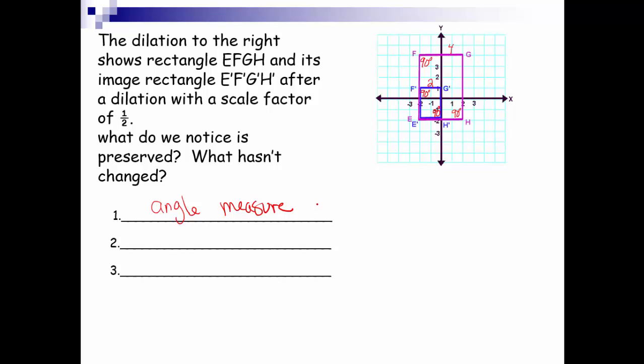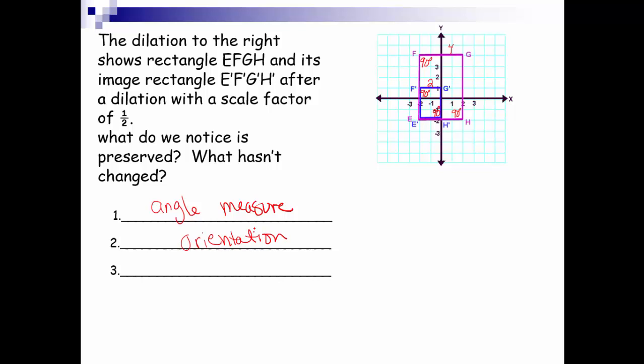So what else is preserved besides angle measure? Oh, maybe we could consider orientation. F to G to H to E. Here, in our image, F prime to G prime to H prime to E prime. Oh, good, orientation is preserved.